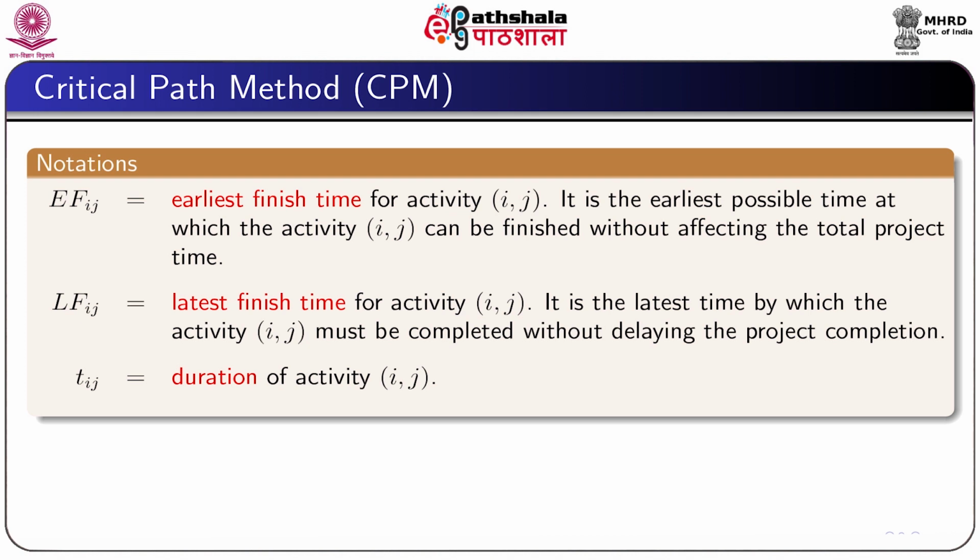EFij is the earliest finish time for activity ij. It is the earliest possible time at which the activity ij can be finished without affecting the total project time. LFij is the latest finish time for activity ij by which the activity ij must be completed without delaying the project completion.